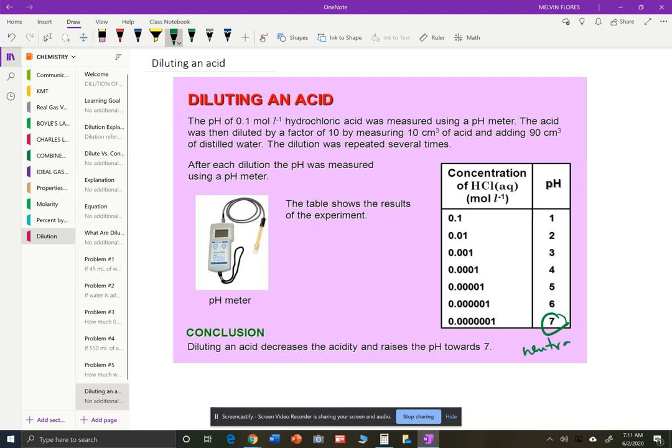If the pH is 7, neutral. Okay, and do you know what type of substance has this neutral pH? It's usually water. Okay, water has a pH of 7. That is why water is safe to drink, because the pH is 7. Okay, it's neither acidic nor basic.